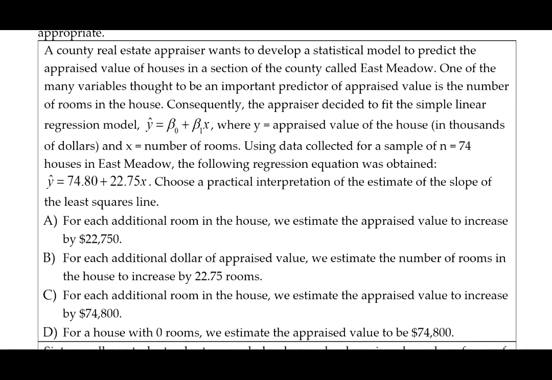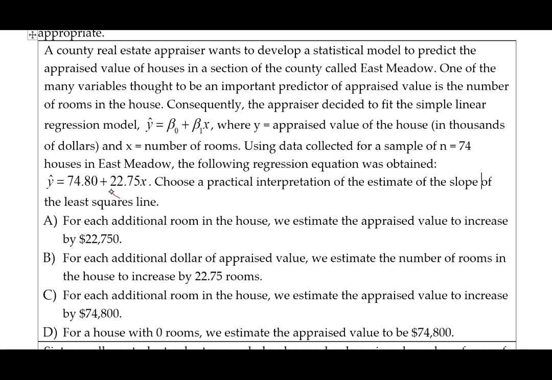the slope. Using data collected for a sample of n equals 74 houses in East Meadow, the following regression equation was obtained. y hat equals 74.80 plus 22.75x. Choose a practical interpretation of the estimate of the slope of the least squares line.